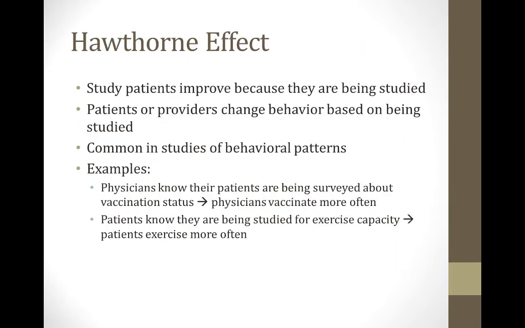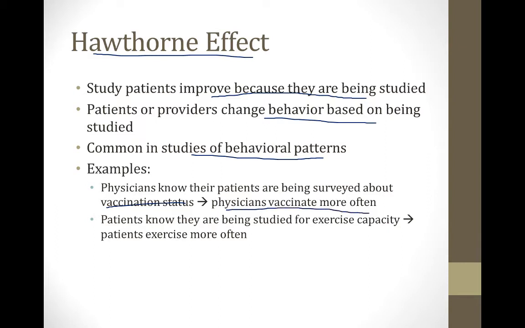The next type of bias is called the Hawthorne Effect, and this is when study patients improve just because they are being studied. Often when patients are in a study or when providers know their patients are in a study, their behavior changes because they know they're being monitored. This is common in studies of behavioral patterns. For example, if physicians know their patients are being surveyed about their vaccination status, the physicians may vaccinate more often because they don't want the results to show that they weren't doing a good job of vaccinating. Another example is patients who know they're being studied for how much they exercise. They may exercise more often. And these are both examples of the Hawthorne Effect.